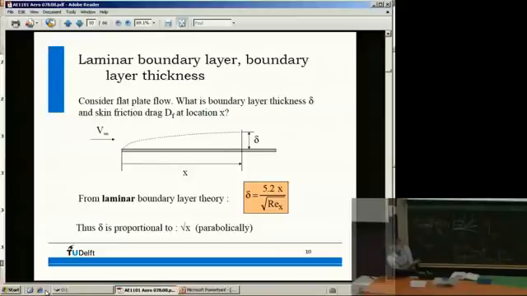So here's the square root of x. So we have x over the square root of x. How does that behave? As a square root. So the boundary layer thickness in laminar flow grows as a square root function. So it's parabolic, proportional to the square root of x. So in the beginning it will grow fast, and later it will grow less.